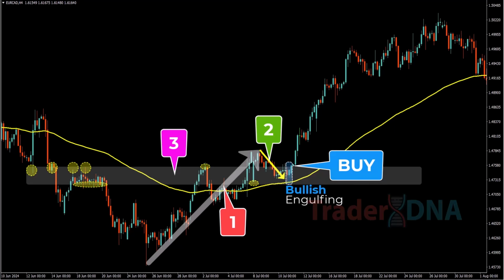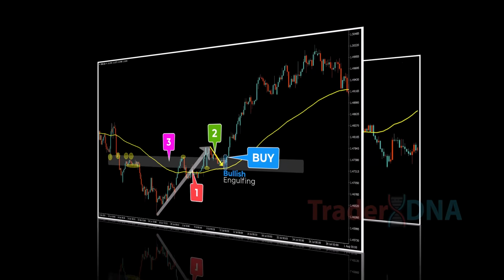Now just look at how powerful this strategy becomes when you combine those 3 ingredients. The EMA trend, the structure zone, and the candle confirmation. It's like stacking the odds completely in your favour. And don't go anywhere, because next I'm going to show you a bearish version of this exact same setup. You'll see how it works in reverse and why it's just as powerful when the market starts to drop.